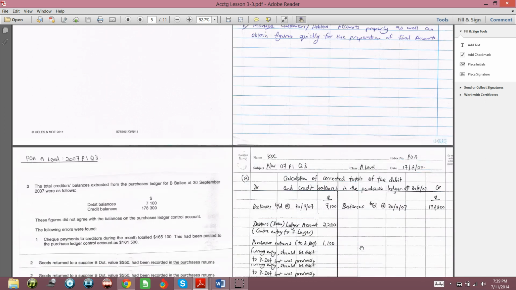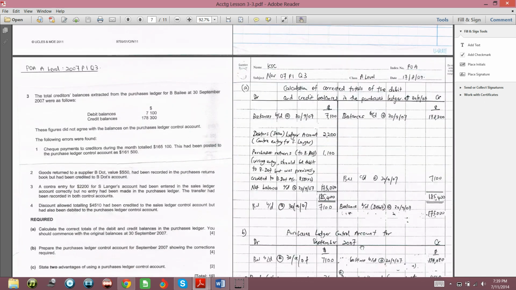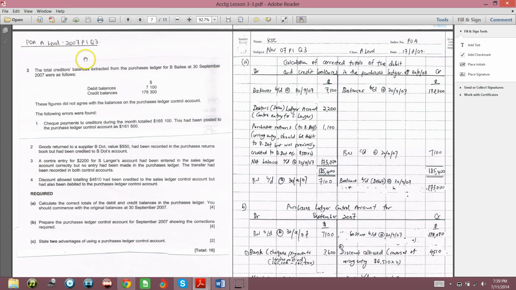Okay, so now this question came out in A level 2007, paper 1, question 3. The total of creditors balances extracted from the individual purchasers ledger, from the purchasers ledger of B.